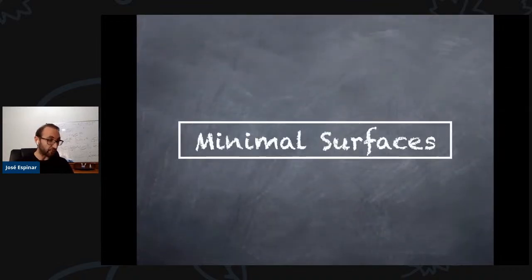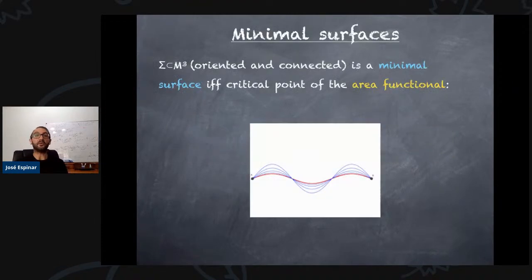So let's talk about minimal surfaces. What are minimal surfaces? Suppose that you have a piece of surface, okay? And what we want to do is to find the one of minimal area. When we were in high school studying maximum and minimum, the first thing that we did was to find the critical points. So that's the way we are going to define minimal surfaces: as critical points of the area function.